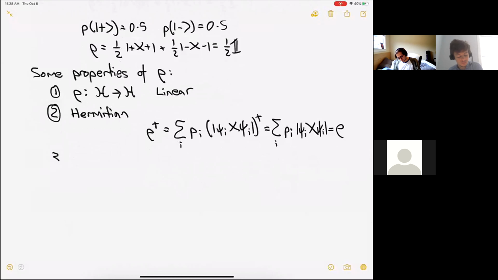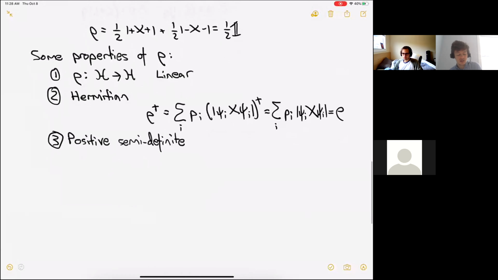In fact, it's slightly stronger than just being Hermitian. It's actually positive semi-definite. For people who've forgotten this being defined in a linear algebra course, this just means that all the eigenvalues are greater than or equal to 0, or equivalently, that if we have any state psi, then <psi|rho|psi> is greater than or equal to 0.